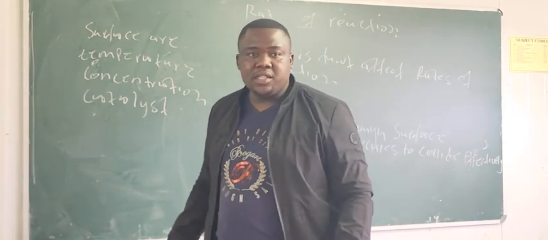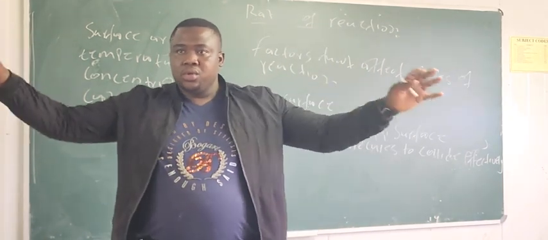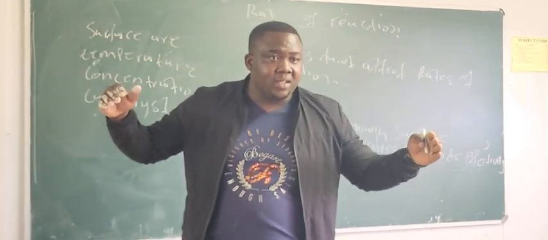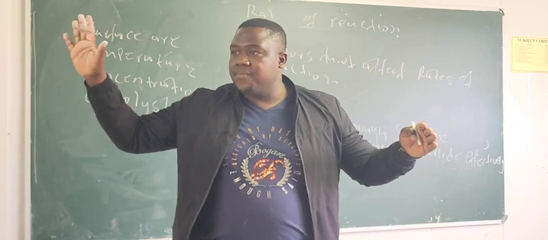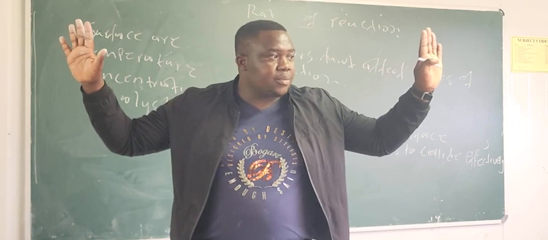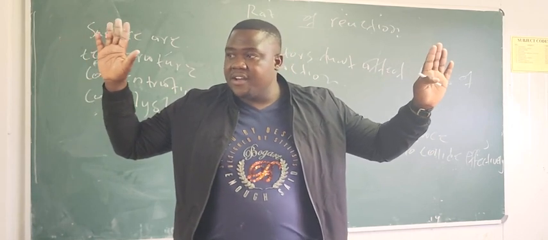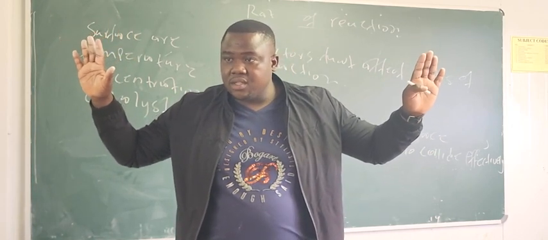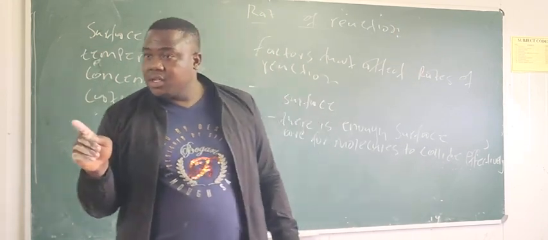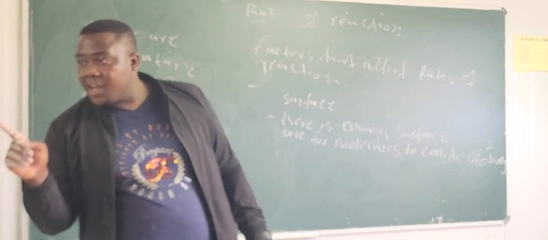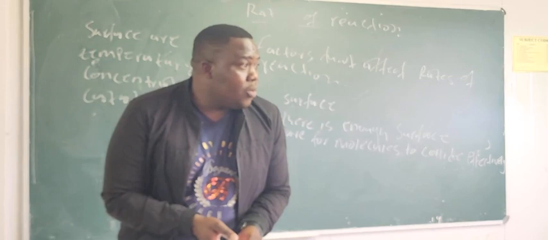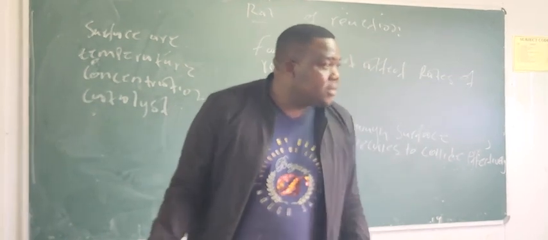So if I'm performing an experiment, here there is a larger surface area, here there is a smaller surface area. Which one will have the fastest rate of reaction? The one with the larger surface area, right? Why? Because there is enough space for molecules to collide effectively. If the space is small, the molecules will collide ineffectively.